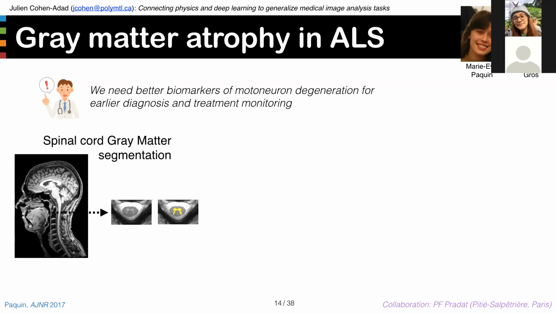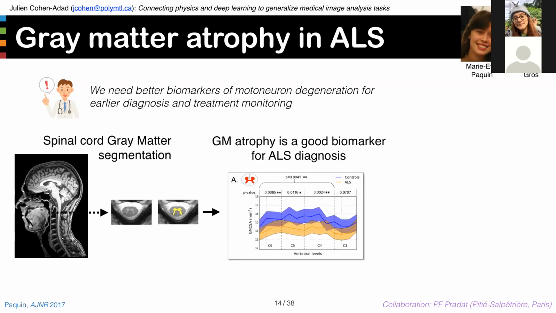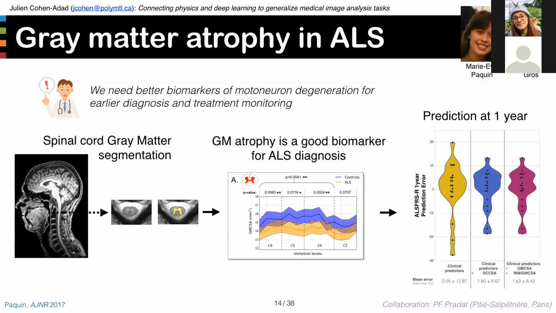No, you don't. And so we showed that this biomarker is more effective to discriminate ALS patients from healthy controls, and then look at their one-year follow-up in order to have a better prediction for those patients. In the next slide, I'm going to show you the details of the segmentation algorithm.